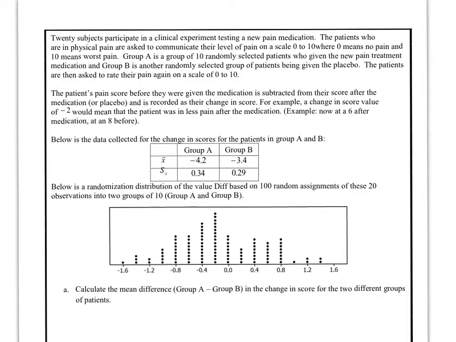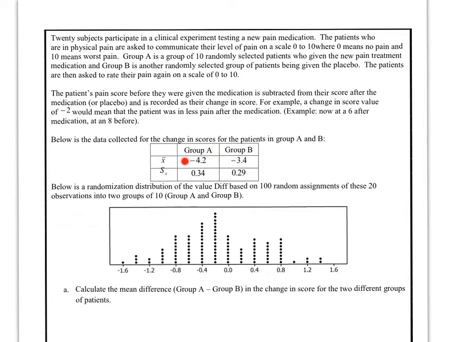So in this question, we have 20 people that are in pain. They're going to be given a medication and not a medication. It's randomly done. It's an experiment. That way they can figure out, because treatment is imposed, if it's actually working. That's how you know something's an experiment. So they give these people, group A gets the treatment and group B gets the placebo, which means they don't know if they're getting the treatment or not.